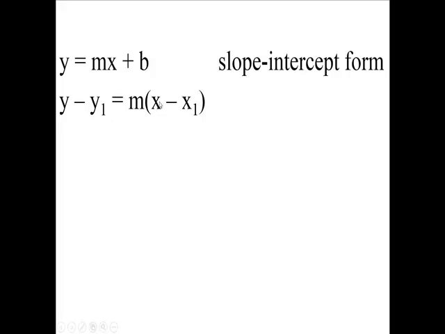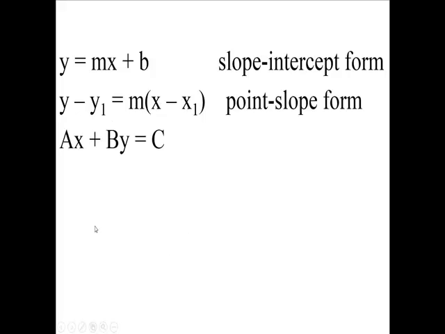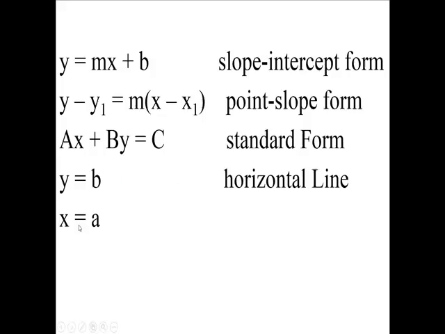All right, now this is the slope-intercept form of the equation. This is the point-slope form. This is the standard form. This is a horizontal line. And this is a vertical line.